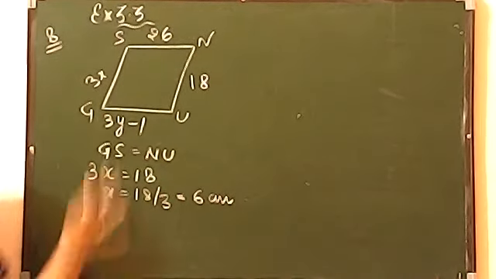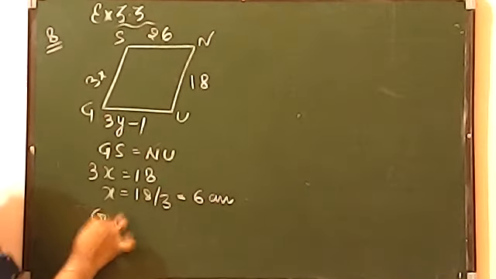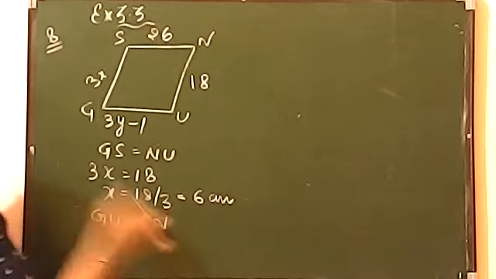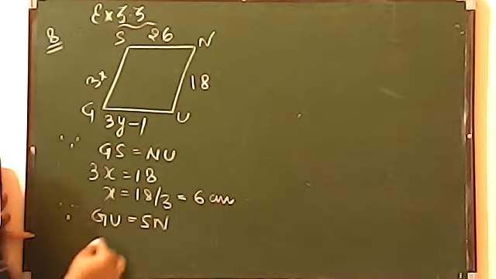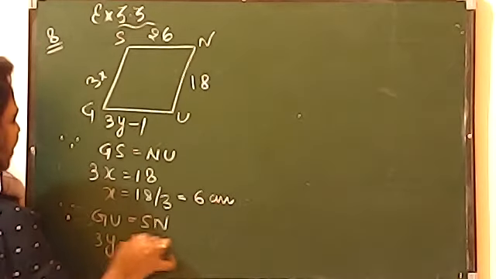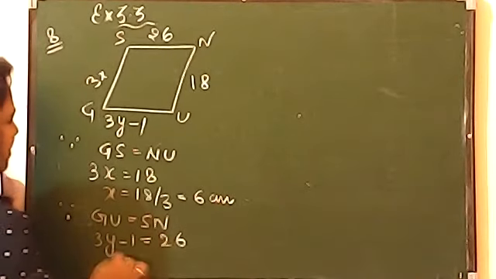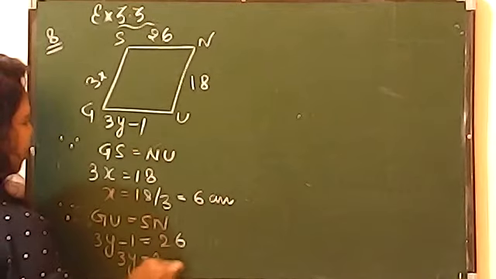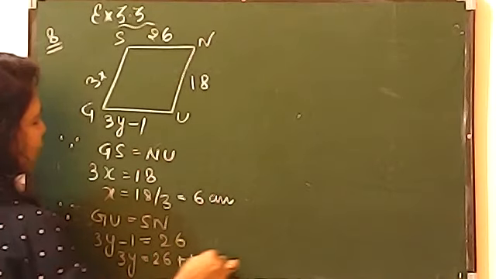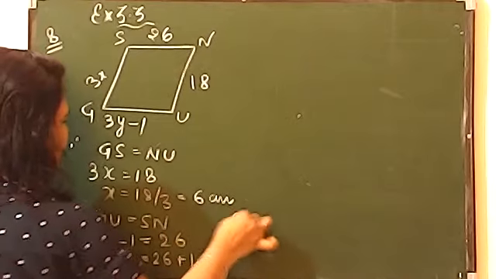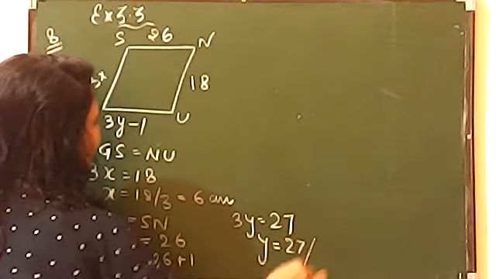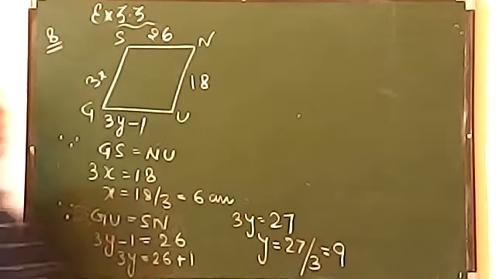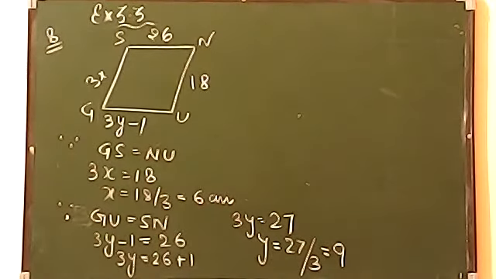So now according to the rule again, GU will be equal to SN. Again the property of opposite angle, opposite sides. So it will give you 3y minus 1 is equal to 26. So 3y is equals to 26 plus 1, which will give you 27. So 3y is equals to 27. Y is equals to 27 by 3, which will give you 9. So it means the value of x will be 6. The value of y will be 9.